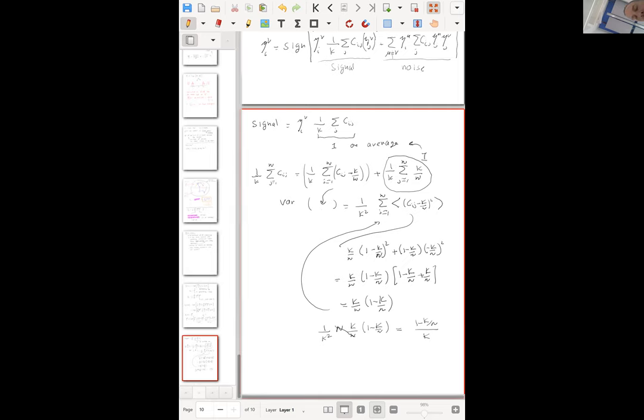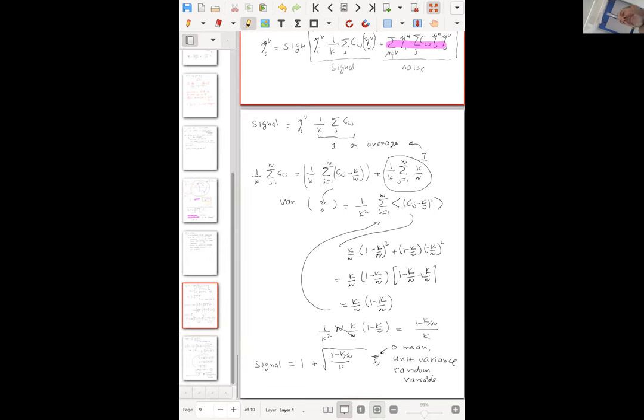So the signal is equal to 1 plus the square root of 1 minus k over n divided by k, times some, call it squiggle nu. So this is a zero mean, unit variance random variable. It's actually Gaussian, but we don't care about that. Okay. So the signal is pretty much 1 on average with some fluctuations. What about the noise? So the noise, we're adding up.